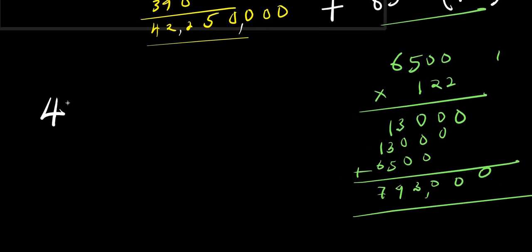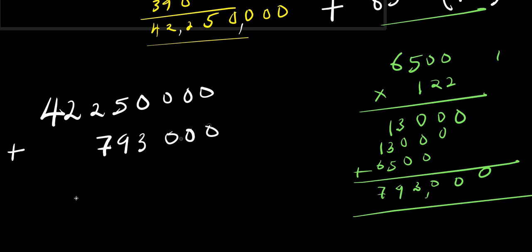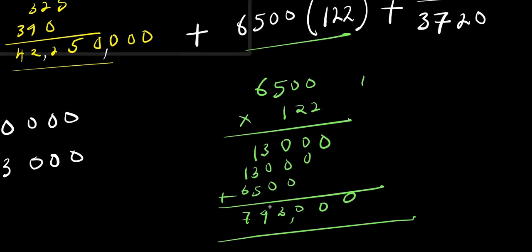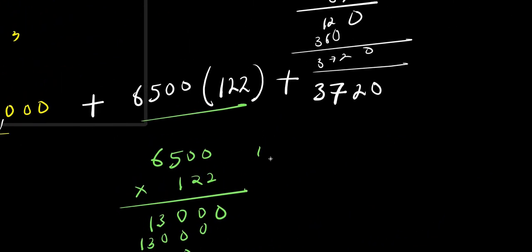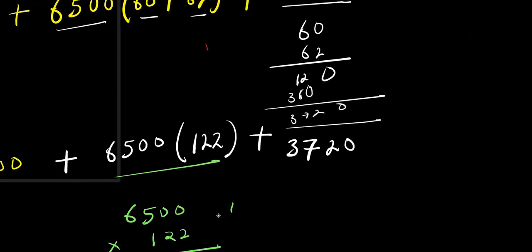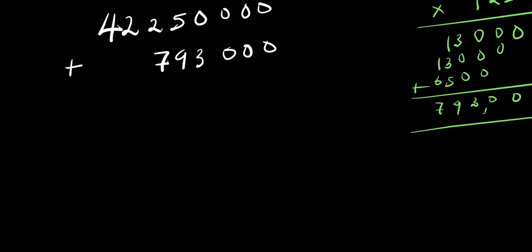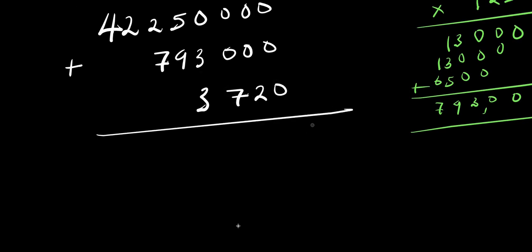So what we are going to add up in order to get our final answer will be, let's start with this, 42,250,000 plus, then this is 793,000. We have 793,000 plus again, this is 3,720. So that is the last one there, 3,720. We add up everything together.